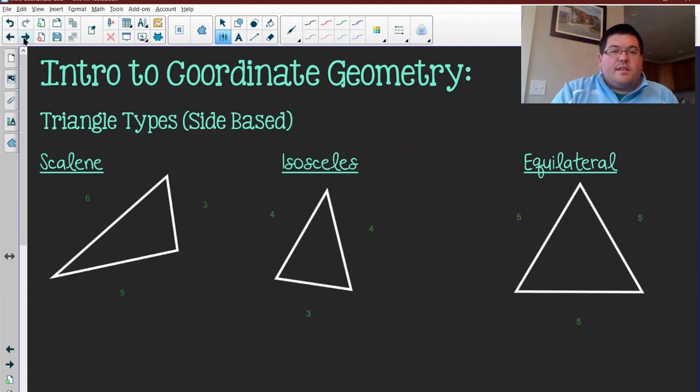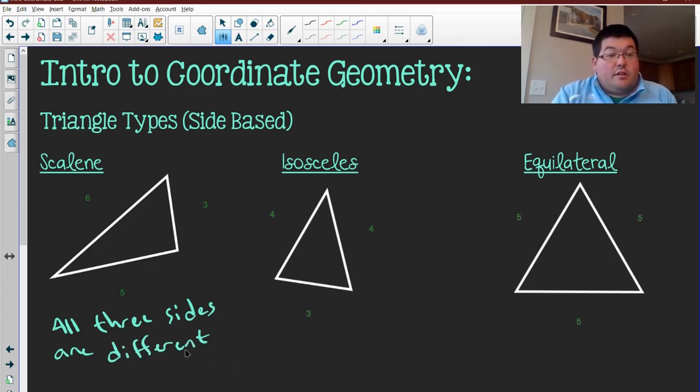Well, some other pieces of information that are good for us to have definitions for are these 3 terms, or types of triangles that are defined by their side lengths. The first one we're going to take a look at is a scalene triangle. And what do you notice about these 3 side lengths? Well, all 3 sides are different. So a scalene triangle, by definition, means that all 3 of the side lengths measure differently.